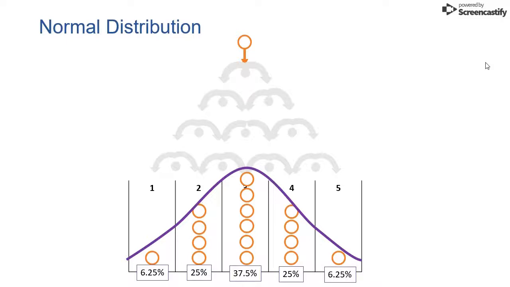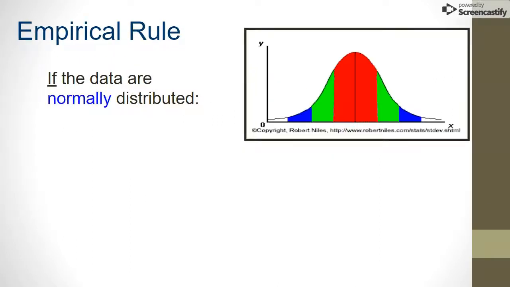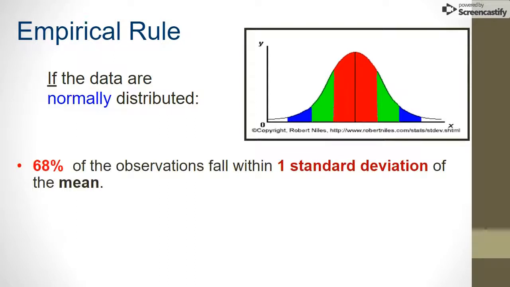When a dataset is normally distributed, we can apply the empirical rule. When data is normally distributed, the empirical rule says that almost all data will fall within 3 standard deviations of the mean. Many quantities tend to follow a normal distribution: heights of people, test scores, errors in measurement, and so on. Given normally distributed data, 68% of the data values should fall within 1 standard deviation of the mean.